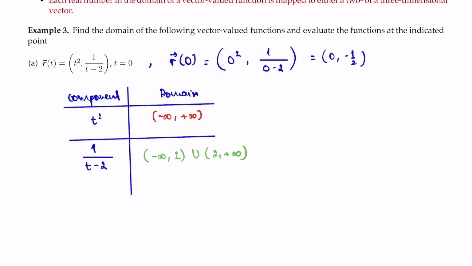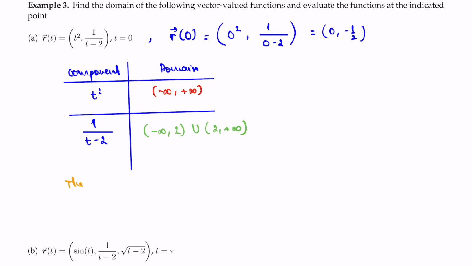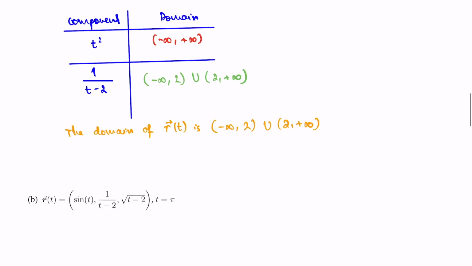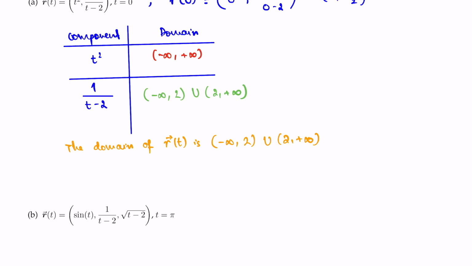Now, what is the domain of the vector value function in this case? The domain of the vector value function is the intersection between these two domains. So if you take the intersection between these two domains, you're going to get that the domain of r of t is negative infinity to 2, union with 2 to positive infinity. So the intersection between these two domains is just this interval. Now, similarly, let's try the next example.